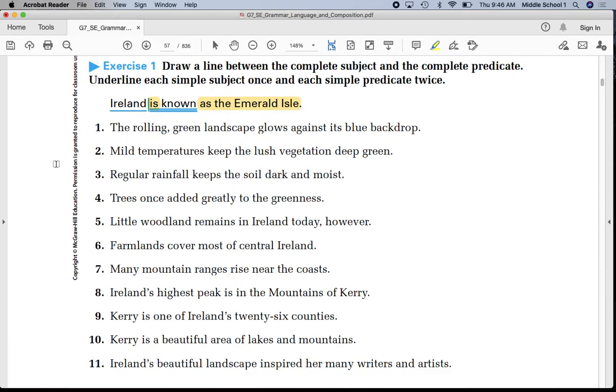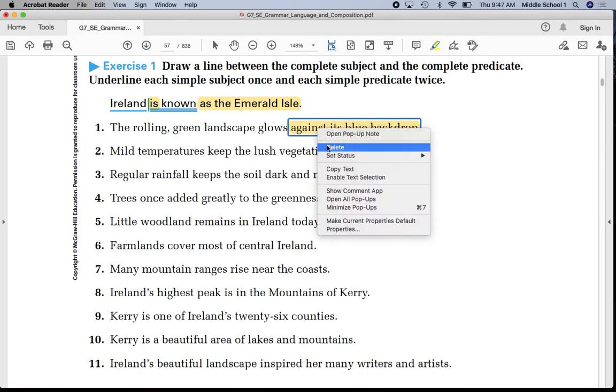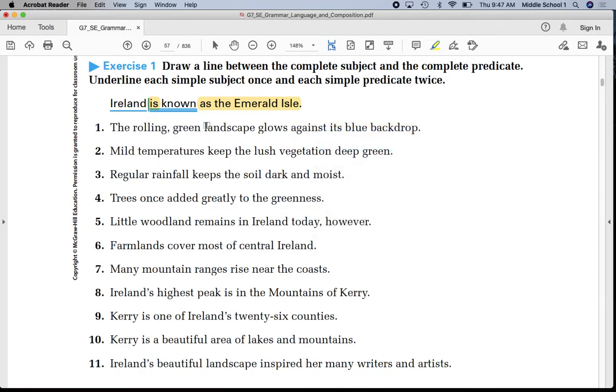Sentence 1. I like that idea of taking a look for prepositional phrases. Against its blue backdrop. That's a prepositional phrase. If I take away this prepositional phrase, look what's left. The rolling green landscape glows.